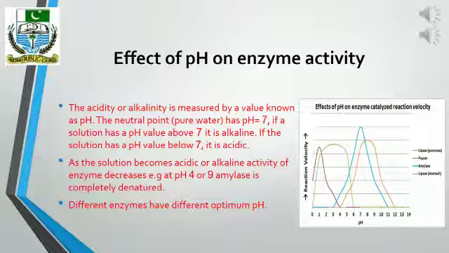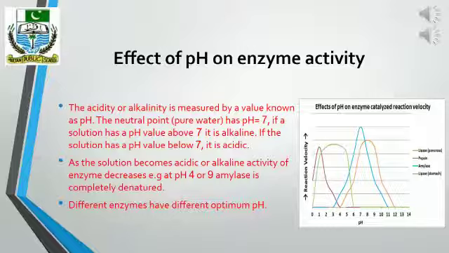If a solution has a pH value above 7, that solution will be alkaline. And if the solution has a pH value below 7, that solution is acidic. As the solution becomes acidic or alkaline, the activity of the enzyme decreases. For example, at pH 4 or 9, amylase is completely denatured.